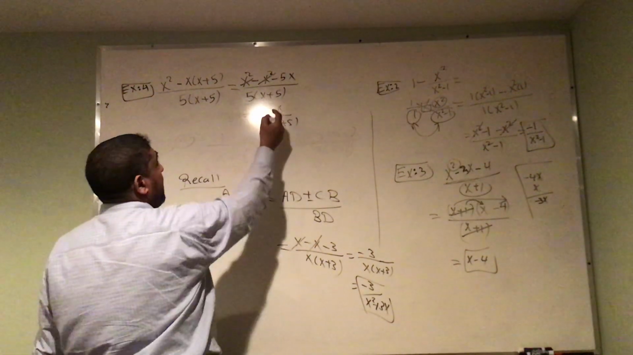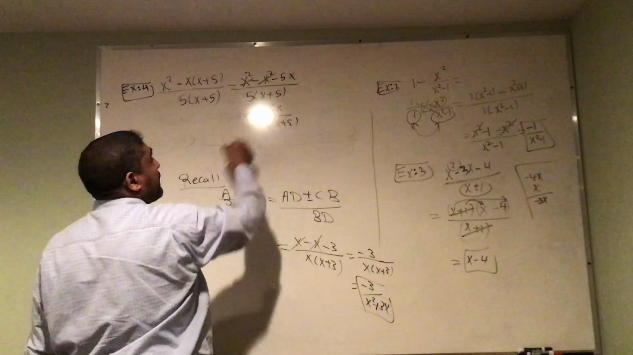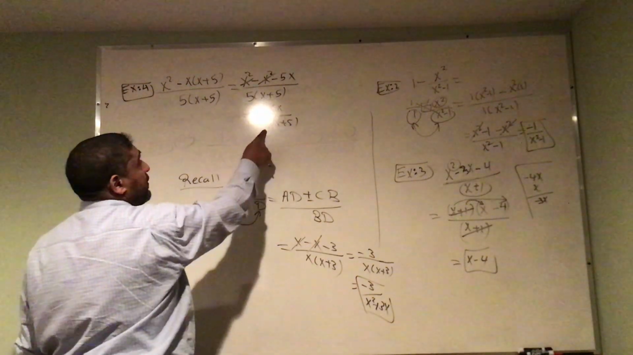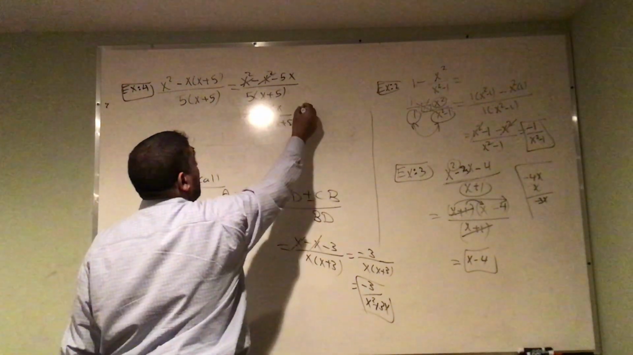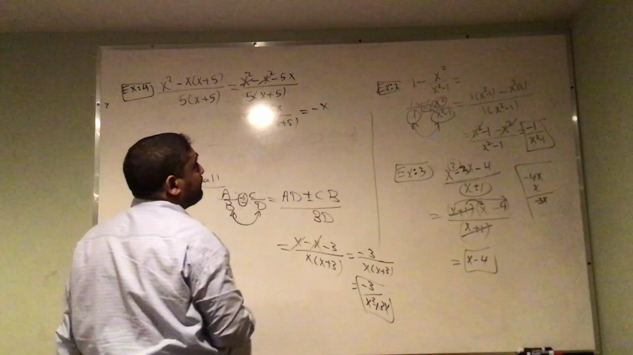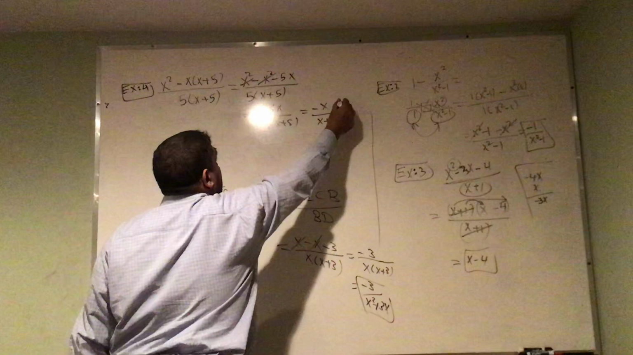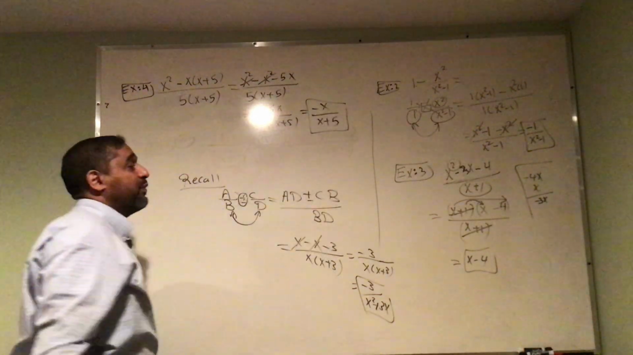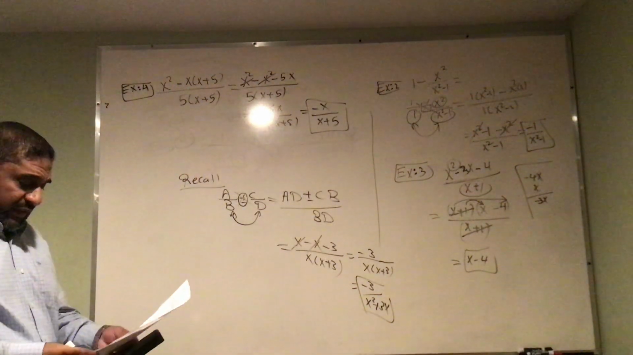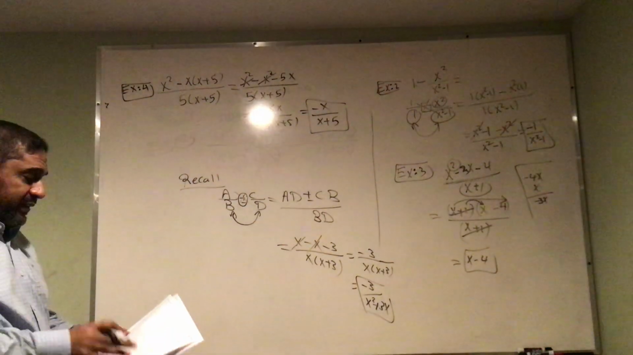So here I can even cancel 5 with 5, because you have 5 cancel with 5. So what you have left from up here is just negative x. From here, what you have left is just x plus 5. That is the one that you can simplify. That's the maximum you can simplify here. All right.